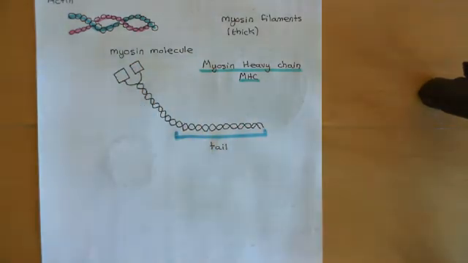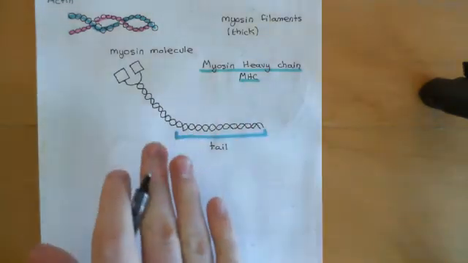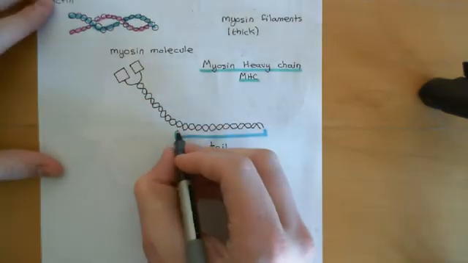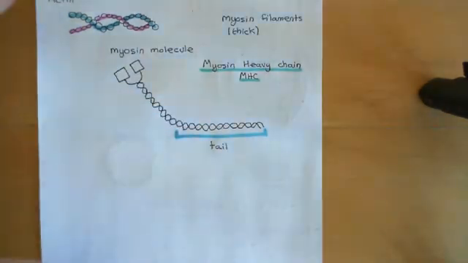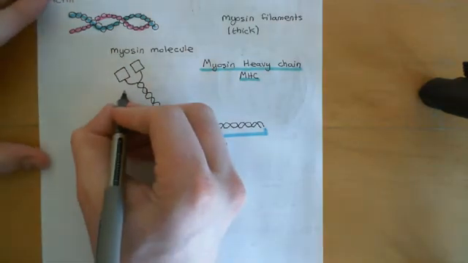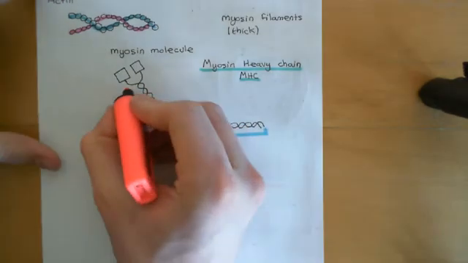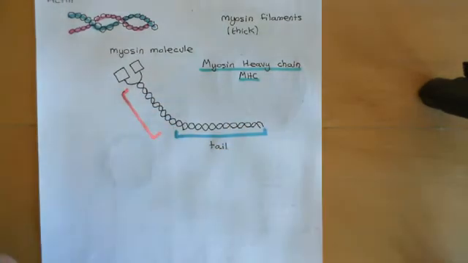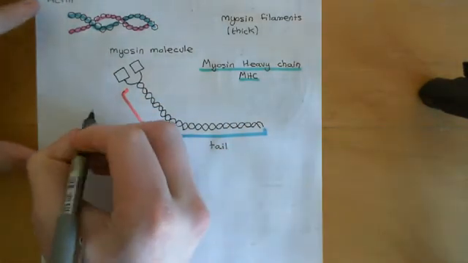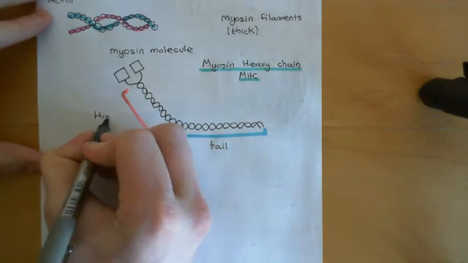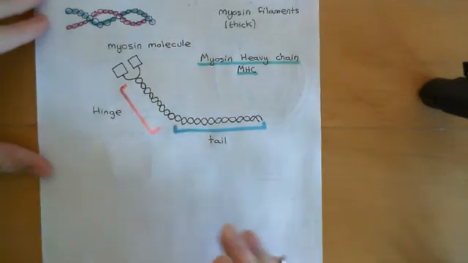We're only going to alter the heads. Okay, so this is the tail of the myosin molecule, formed by these two intertwining alpha helices of the myosin heavy chains. And again, we're not going to alter this portion of the myosin molecule here in red either. Okay, and that's what's known as the hinge portion of the myosin molecule.